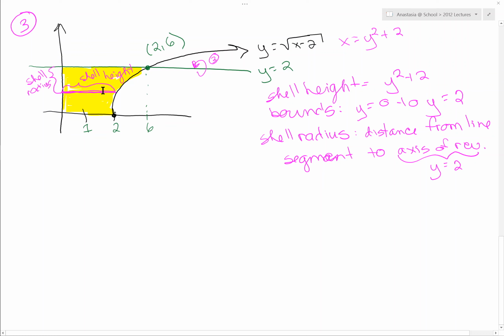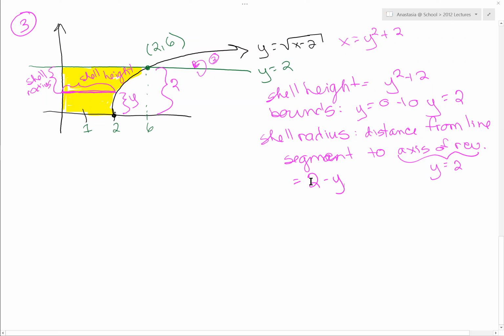So to determine the shell radius now, we need to think about the fact that we know this distance between our line segment and the x-axis is always y. Same thing as with the last two problems, so that's y. We know this entire distance is 2, because this is the line y equals 2, but we want to know this little distance that's left. So we need to take the total distance 2 and subtract y from it. So this means we're going to have 2 minus y.